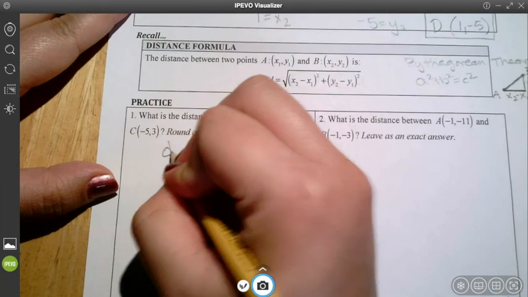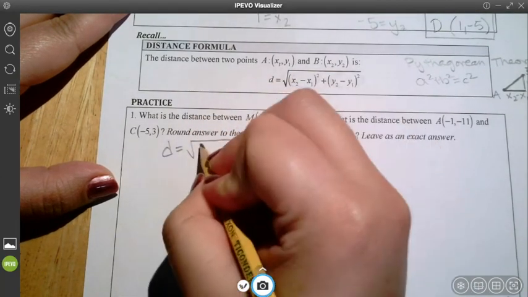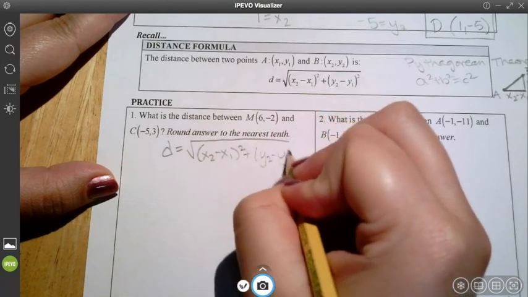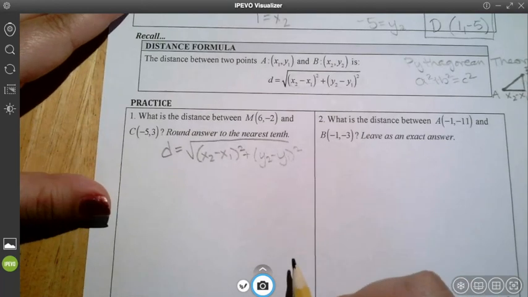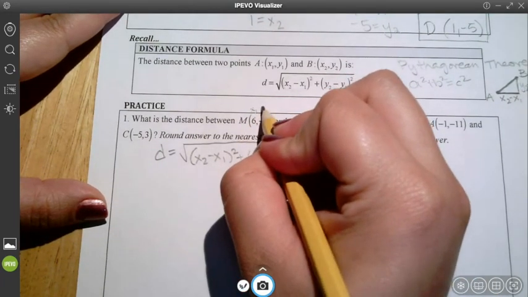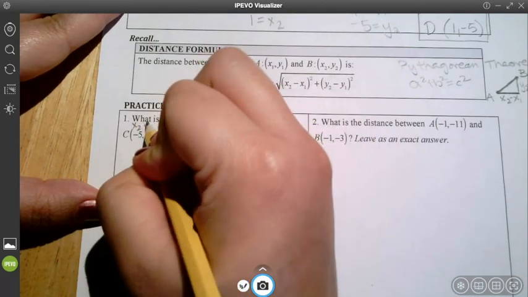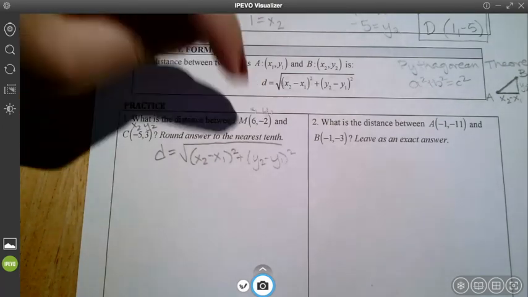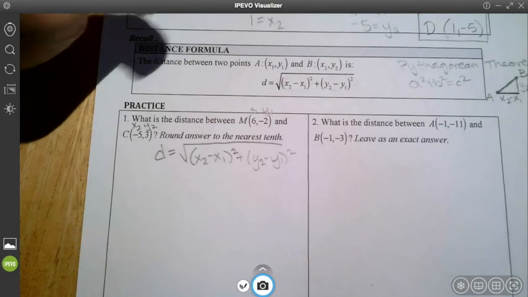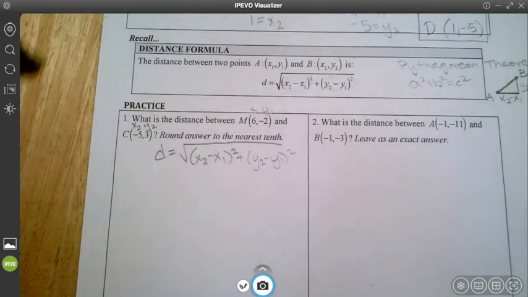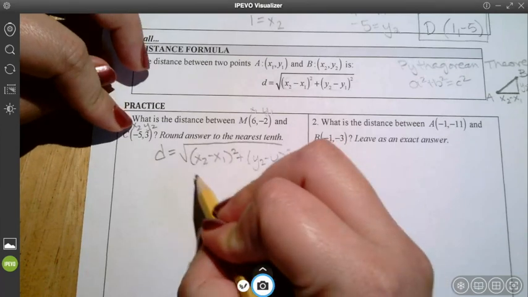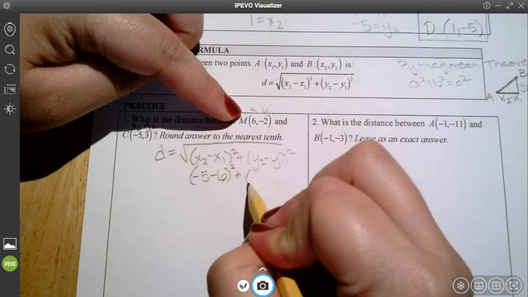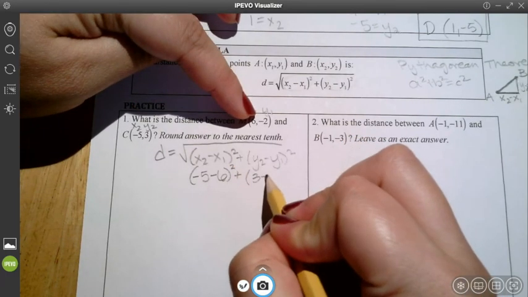So let's start by writing the formula. The distance formula is the square root of x2 minus x1 squared plus y2 minus y1 squared. And then we need to plug in our values. I like to write, here's x1, y1, x2, y2. This is not x1 and x2, right? It's x and y of our first point. I'm saying that because it's a trap that we can easily fall into. So here, x2 is negative 5, x1 is 6, plus y2 is 3, y1 is minus negative 2.